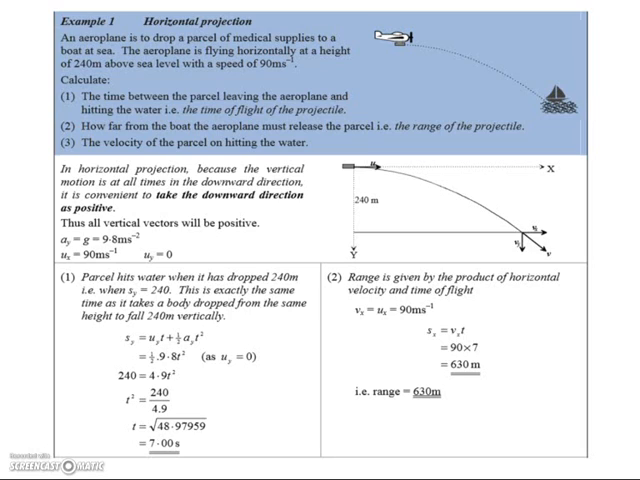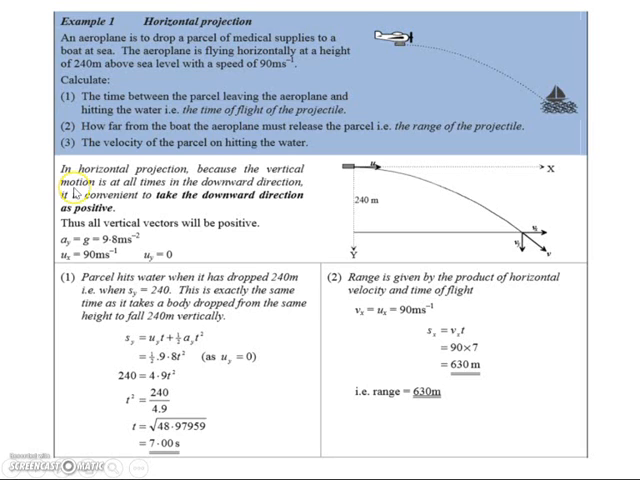Okay, I'm going to show you some examples, and I found the textbook would have these fairly well laid out, so I'll just go through this one with you. Horizontal projection is the first example, and then we go through a unilevel one. An aeroplane is dropping a parcel of medical supplies to a boat at sea. The aeroplane is flying horizontally at a height of 240 meters above sea level with a speed of 90 meters a second, and we have to calculate the time between the parcel leaving the aeroplane and hitting the water, so the time of flight. We also have to find how far from the boat the aeroplane must release the parcel, so the range, and also the final velocity of the parcel.